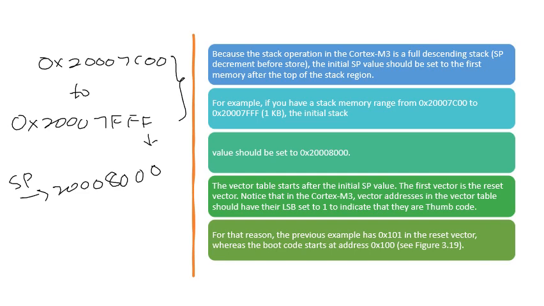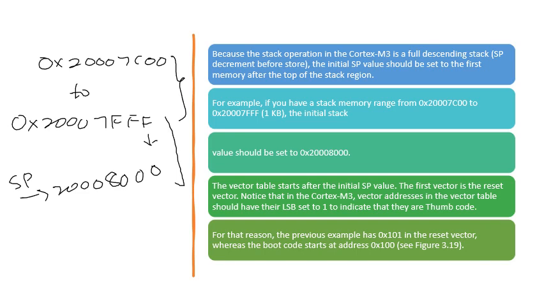So this is how it is reset, then it will decrement for every push operation and increment for every pop operation. That is called a descending stack. The value is going to change from a higher value to a lower value for every push operation, and for every pop operation it will be increasing.